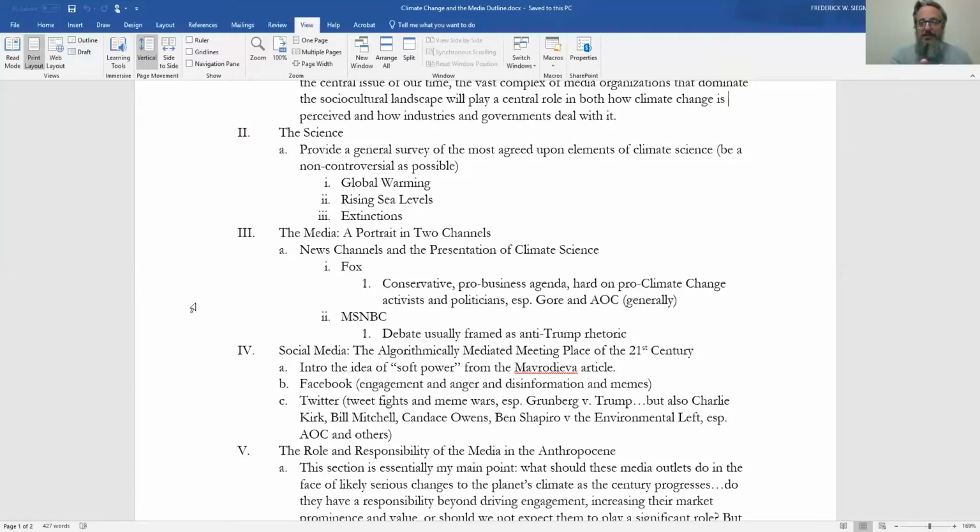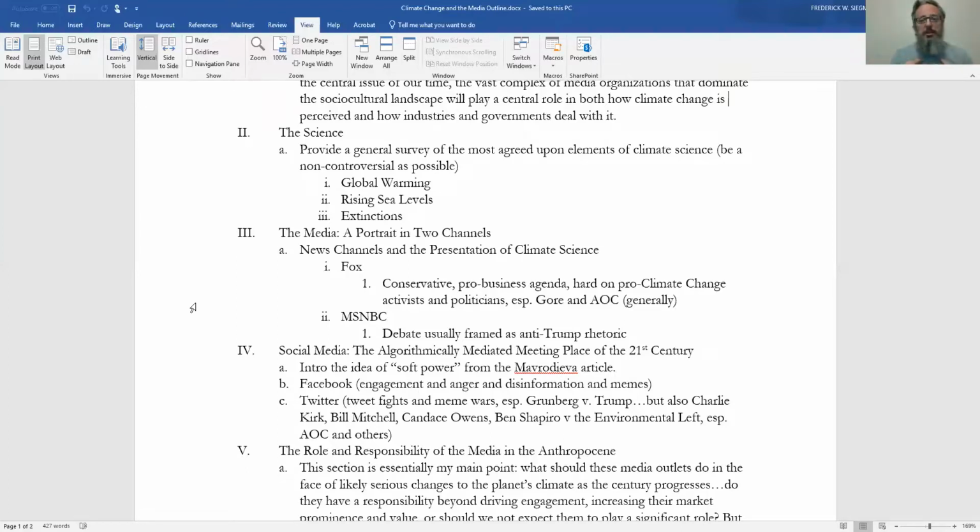This is how it's presented on MSNBC. I gave some little things. Fox tends to attack or be difficult or aggressive with, or be hard on, as I say here, pro-climate change politicians, especially your Al Gores and AOC. They're kind of hard on those people. Whereas MSNBC, as I noticed here, they usually put this squarely on anti-Trump rhetoric. It tends to be really hard on Trump.